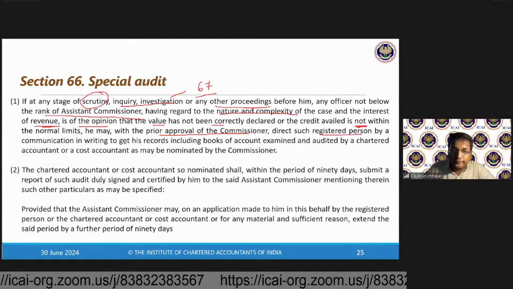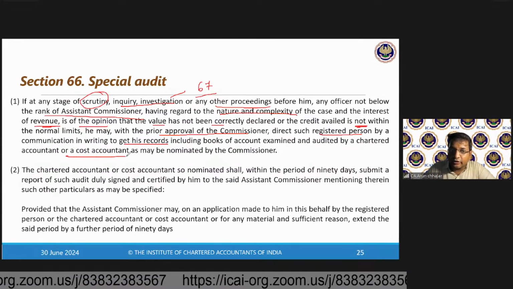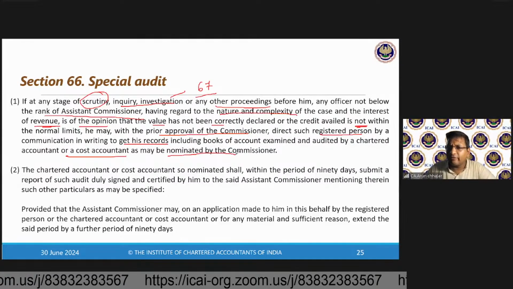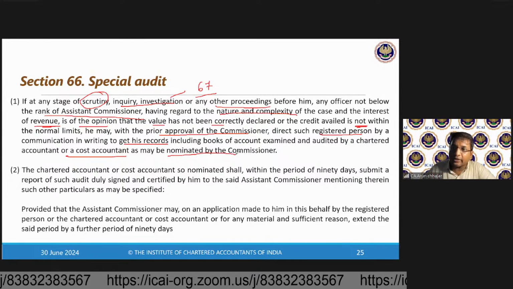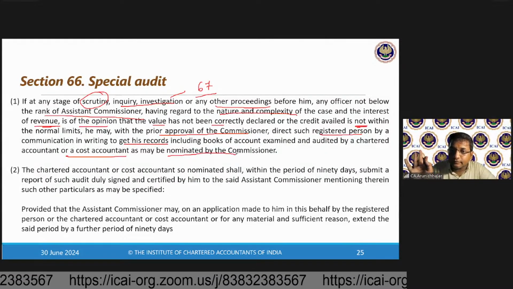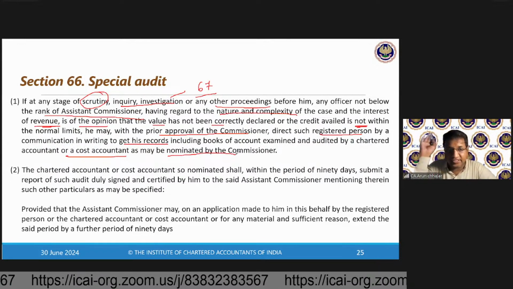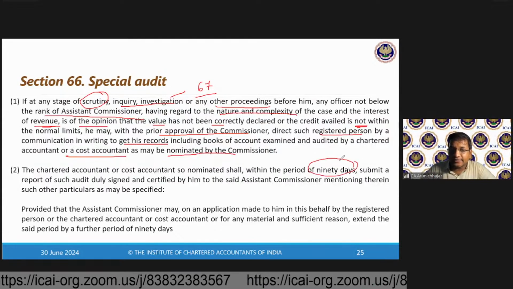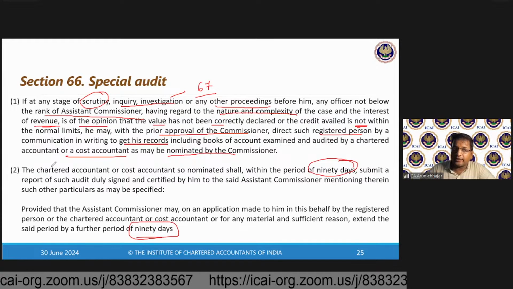get his records audited by a chartered accountant or cost accountant nominated by the Commissioner. So there will be an impanelment. They will nominate certain chartered accountants or cost accountants, and the registered person has to get accounts audited from that chartered accountant or cost accountant as per section 66. The time limit will again be the same, 90 days, which can be extended by a further period of 90 days.